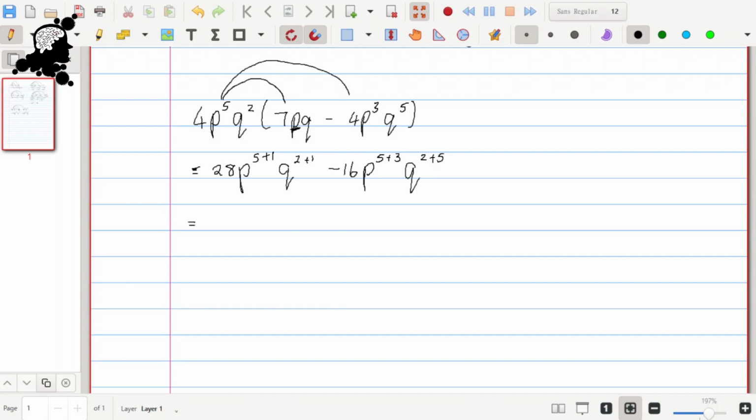If we simplify this, we're going to get 28 p to the power 6 q to the power 3 minus 16 p to the power 8 q to the power 7. Wonderful. Do we have like terms here? No. Why? Because we've got p to the power 6 and p to the power 8. Already, because we do not have the same exponent on each of the variables, we call it quits. We don't have any like terms, so we leave our answer just here.